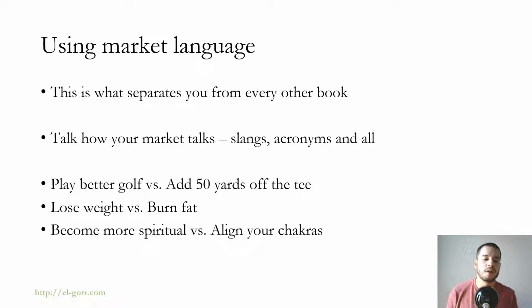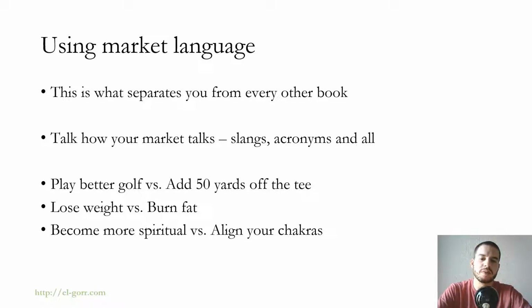Second example, lose weight. Once again, doesn't do anything because very, very vague. Whereas the term burn fat is more targeted. If you're selling a book to bodybuilders and you're saying, hey, here's a way to lose weight, they're not going to respond to that. But if you say, here's a way to burn fat off your body faster than ever before, they're like, oh, okay, something I might be interested in.